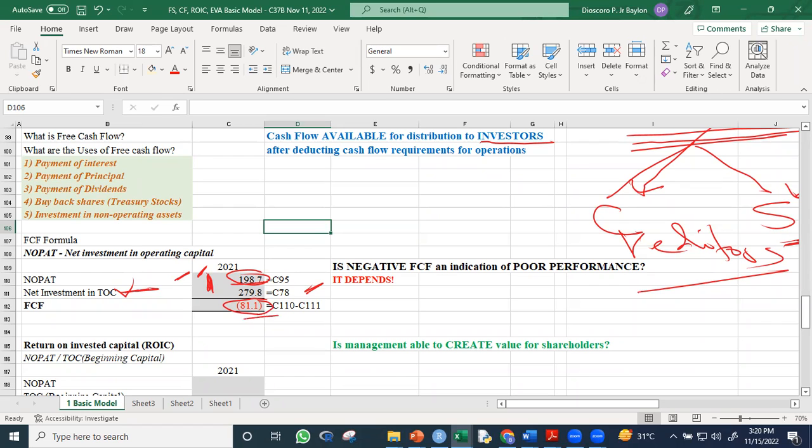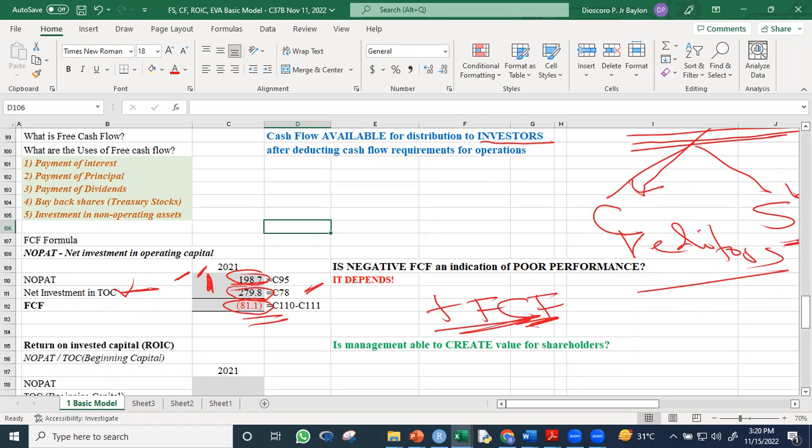So you have to analyze this from the perspective of NOPAT and net investment in TOC. In a similar manner, if the free cash flow is positive and it's due to a very low net investment in TOC, this could be bad also. We know that investing in the assets of the firm is very important, because the assets will drive the revenue-generating activities of the firm. Without the assets, how can the company convert them into sales or revenues?